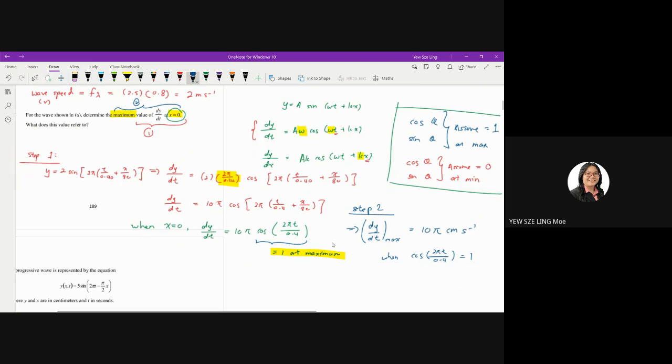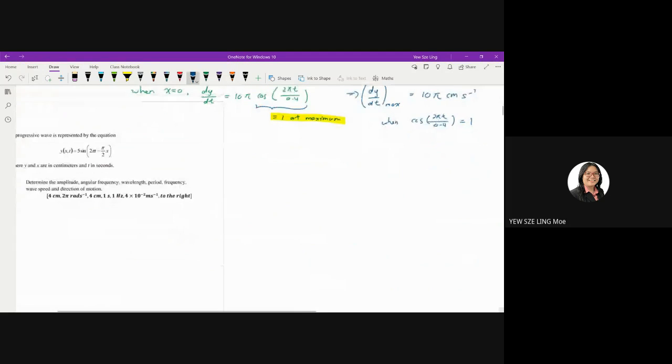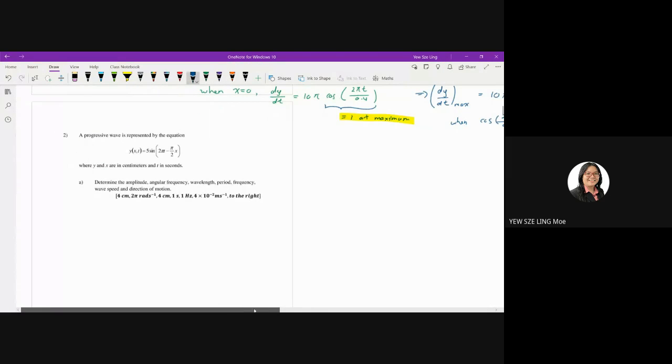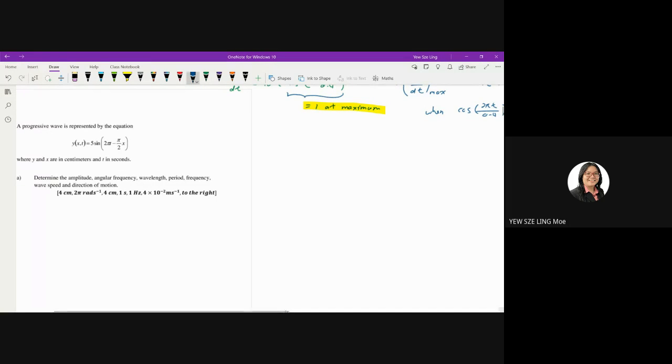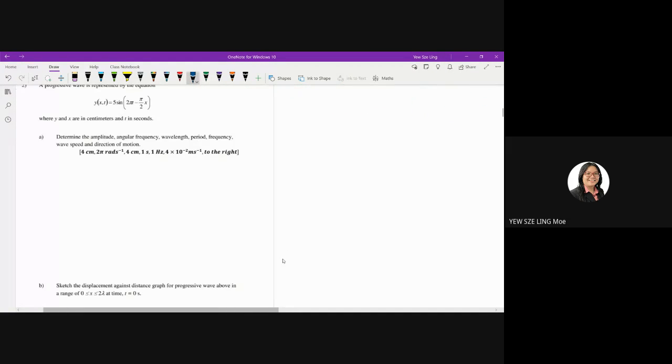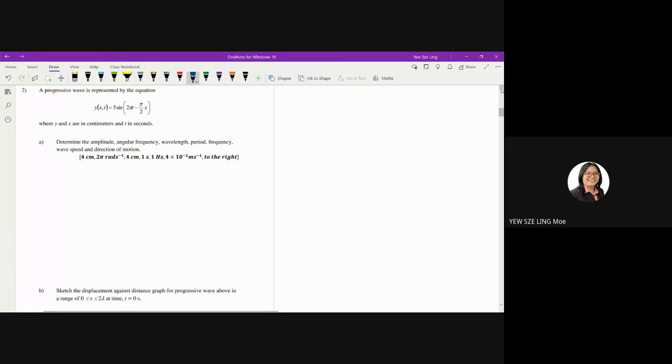Okay, so if no question, let us move on to the next one. Again, next one, you see you are given an equation once again. So in chapter 10, you'll be given equations quite often. If not equations, then you'll be given a graph. Then you need to know how to extract the information from the equations or from the graph. So let's look at question 2.